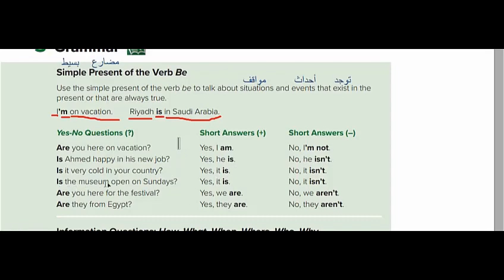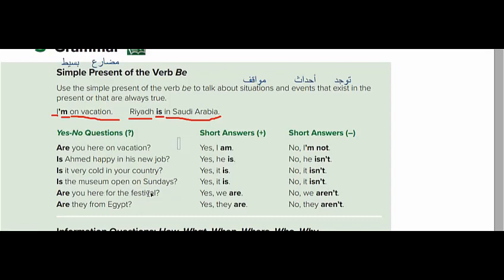Number 4. Is the museum open on Sundays? The museum. What's the meaning of the museum? It means المتحف غير عاقل. غير عاقل نستبدله في الجواب بـ it. Is the museum open on Sundays? Yes, it is. Or no, it isn't.